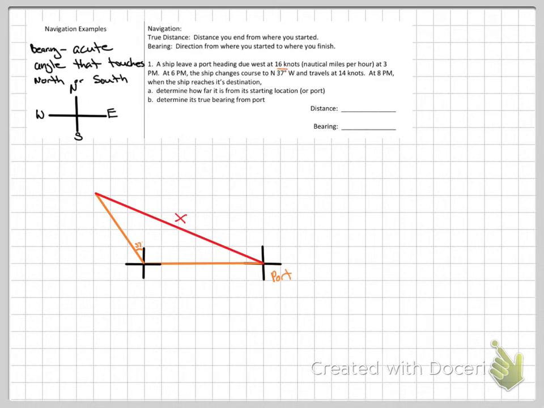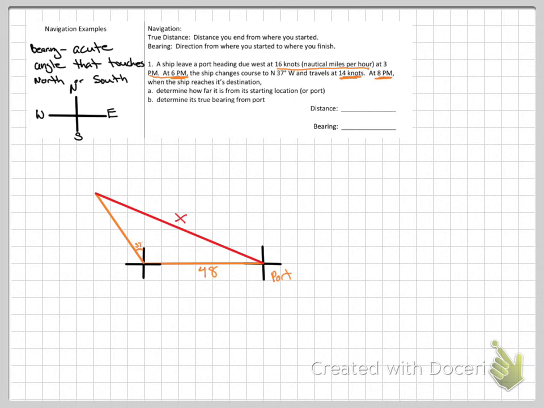So let's put some measurements on our distances. 16 knots, that's nautical miles per hour, so it's just a speed. From 3 until 6 is 3 hours. 16 miles per hour for 3 hours. 16 times 3, this length is 48. You went 48 nautical miles in that amount of time. Then you change direction at 6 o'clock. Remember, you change direction at 6 o'clock. You're going 14 miles per hour until 8 o'clock.